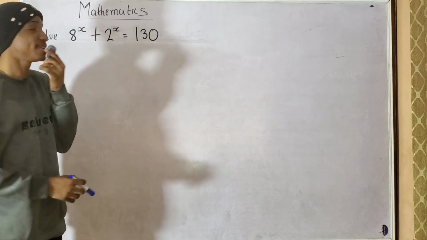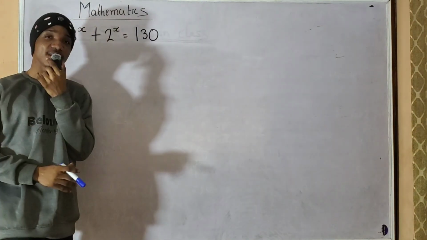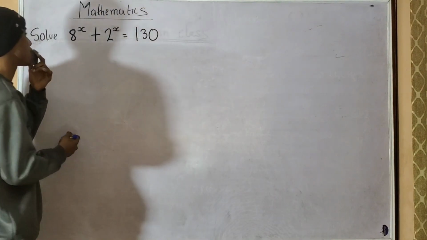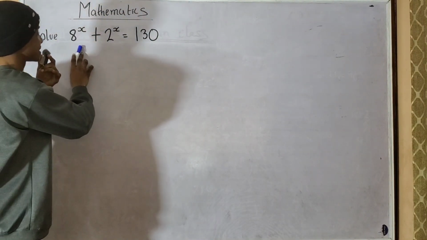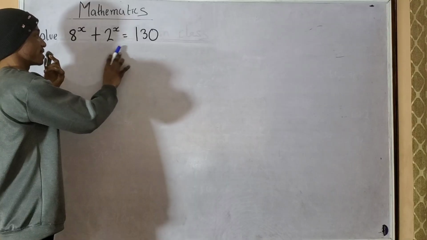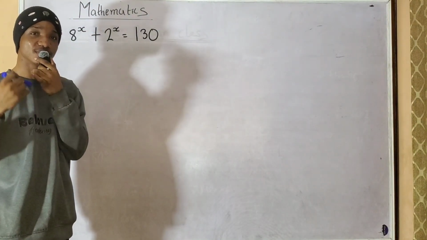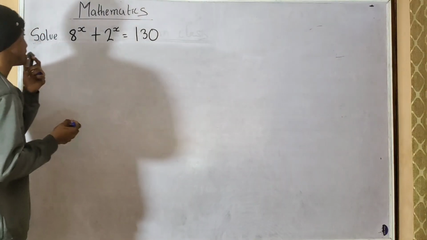If you encounter this exponential question in exam, how will you approach the question? Okay, we are asked to solve 8 raised to the power of x plus 2 raised to the power of x equals to 130. To solve this question, the first thing I would like you to do is this.